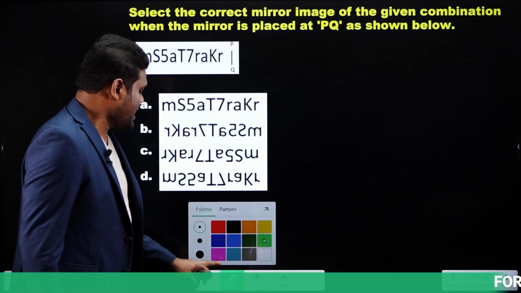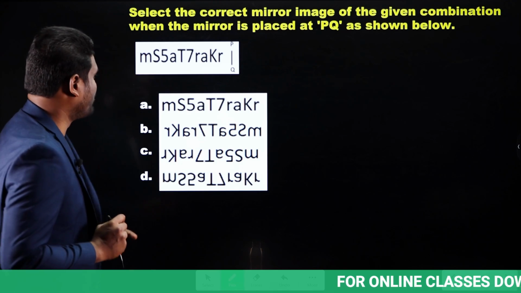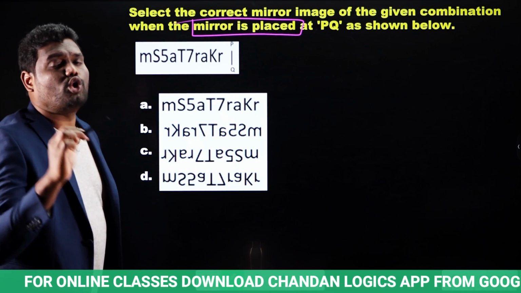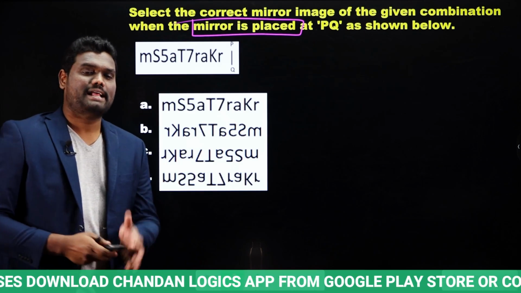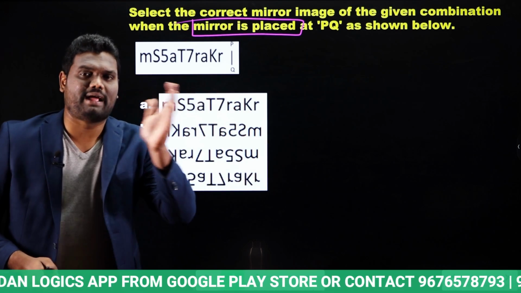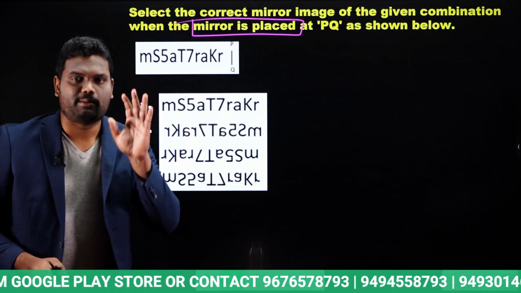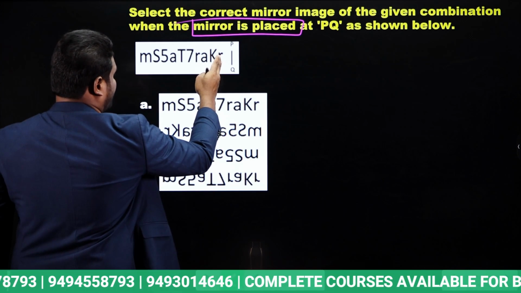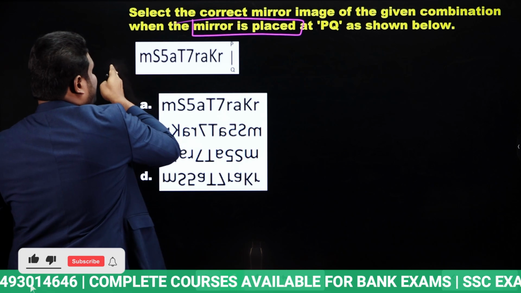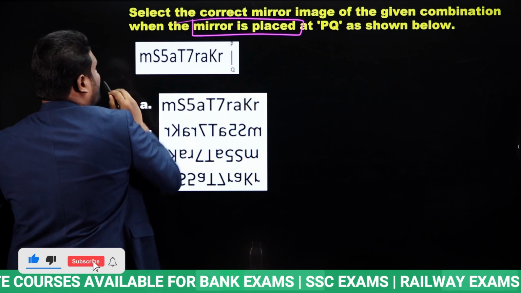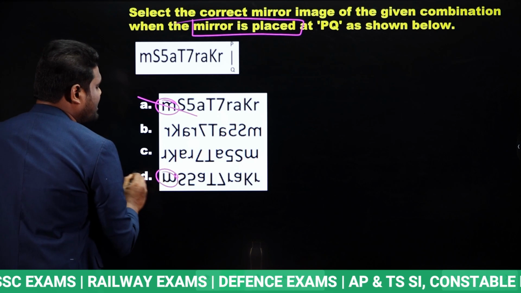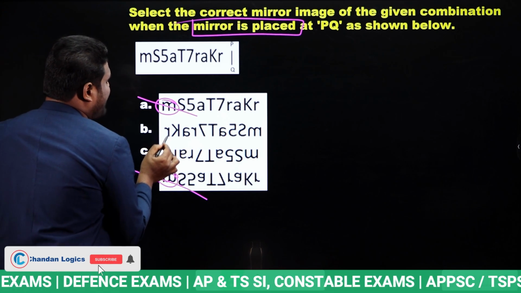Now look at the next question. This is from non-verbal reasoning. They are asking us to find the mirror image. You know what happens in a mirror image. In a mirror image, left will become right, right will become left, no changes in top and bottom. Yes or no? The same logic I am going to apply here. Now this is on the right hand side. In the mirror image, this should come to the left hand side, which means this R should come to the left hand side, but R did not come to the left hand side. Wrong answer.